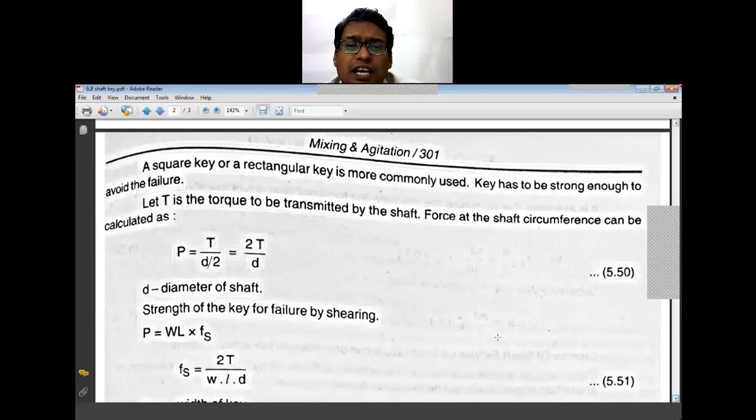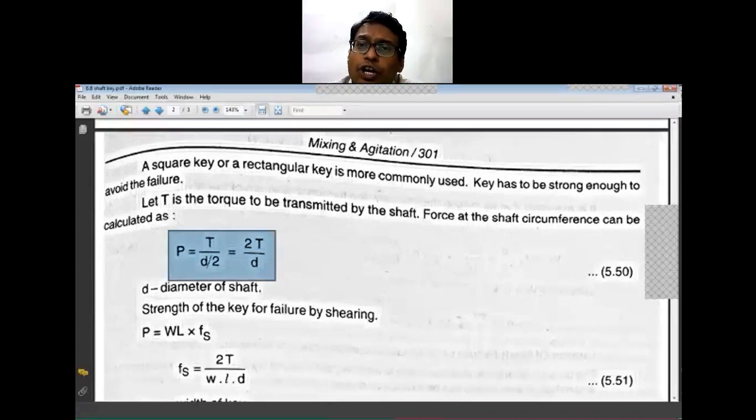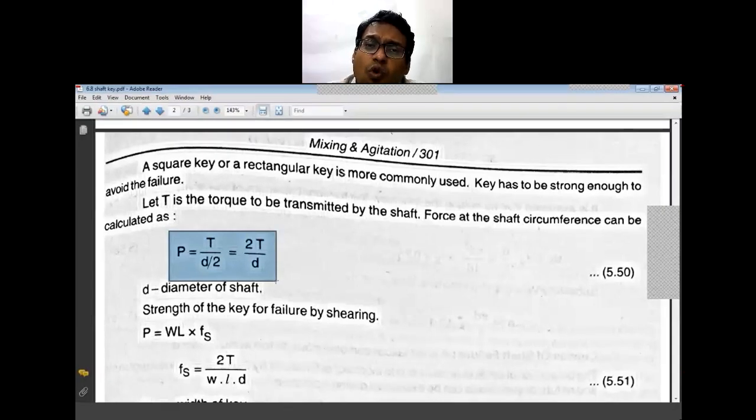So basically the load which is applied on the key, that is the load transmitted from the motor to the shaft, and the shaft transmits its load, its force, on the key, and this key may break or may fail because of the shearing action and because of the crushing action. The two forces, that is the shearing force and the crushing force, will be exerted on the key, and as a result the key can fail.